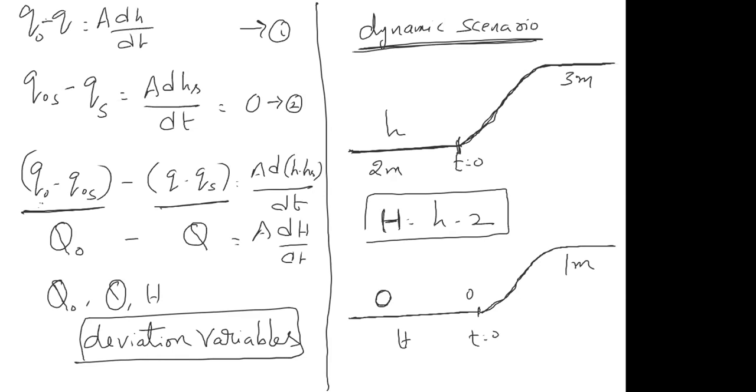As a result, what happens? The height of the liquid level in the tank is rising. So this is how I have represented one dynamic scenario. It is going to reach 3 meters. But how do you represent this diagram in a deviation variable? See, your initial values will become 0, and then slowly they will reach a new steady state of 1 meter.